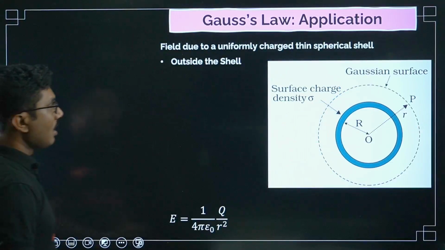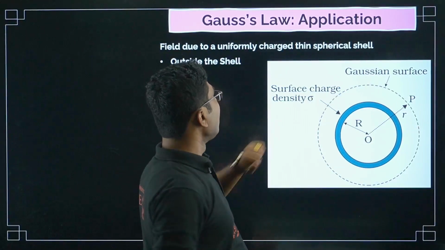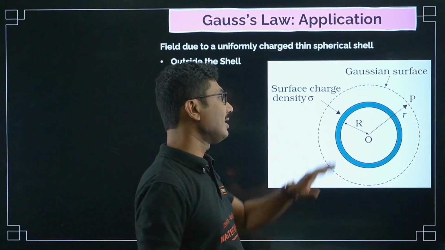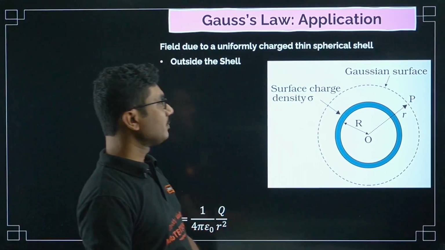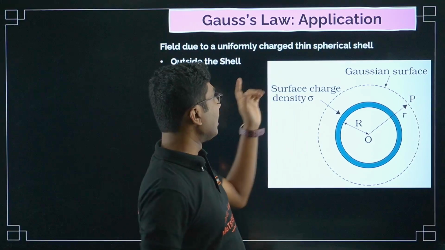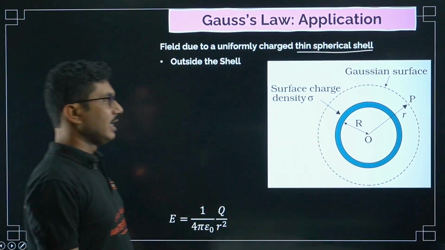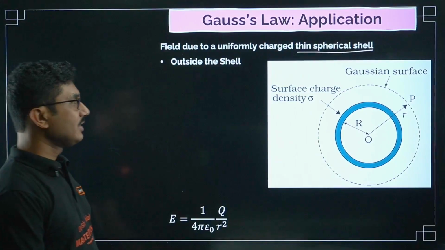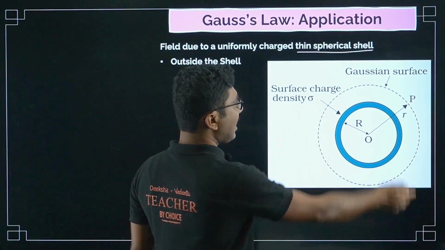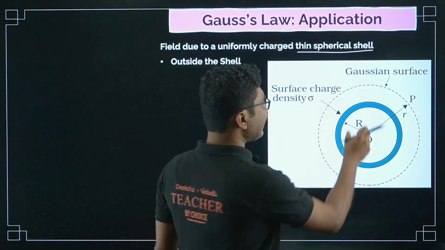Now the last case is the Gaussian surface for a thin spherical shell. Here we have a very thin shell.